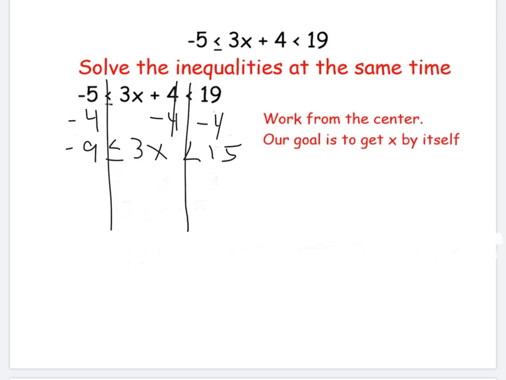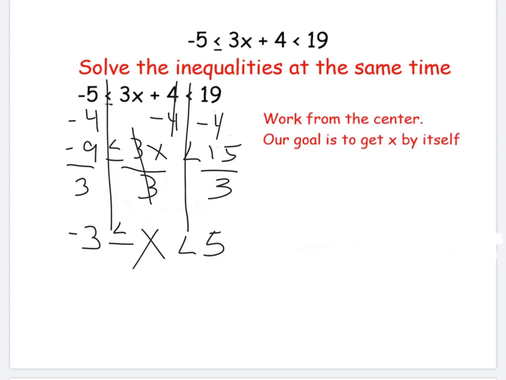The only other thing I need to do to isolate the x is to divide by 3, because it's multiplied by 3 right now. So I want to take all 3 sides, and I want to divide them by 3. Negative 9 divided by 3 is negative 3. Then I have my inequality symbol. I divide by a positive, so it can stay the same. So it's less than or equal to. These two 3's cancel each other out. That's where the x is left. I have my inequality symbol, and then 15 divided by 3 is 5. So my solution is that x is greater than or equal to negative 3, and x is less than 5.